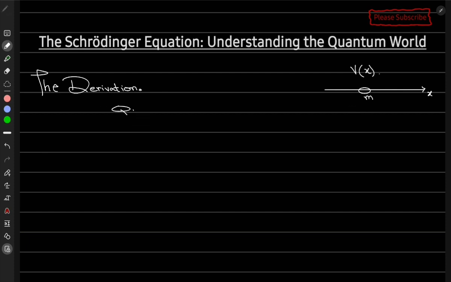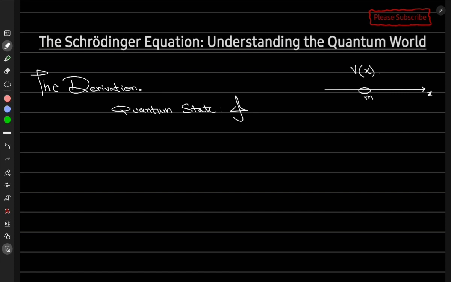So the quantum state is represented by a wave function, and we use psi. Sometimes I might write psi like this, or sometimes I might write it like this. Let's pick one notation, and we'll then stick to it. So let's use this symbol. Okay, so this is the wave function, which is basically the quantum state.